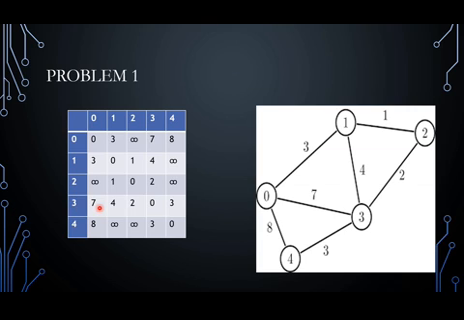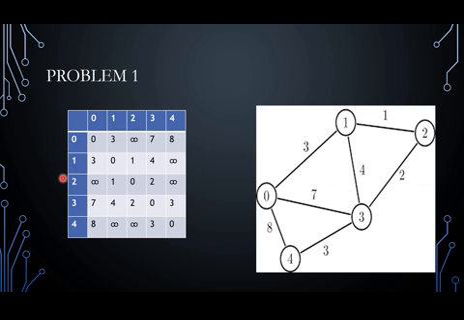Then 3 to 0, 7. 3 to 1, 4. 3 to 2, 2. 3 to 3, self loop 0. 3 to 4, 3. Now coming from 4, 4 to 0, 8. 4 to 1, no direct path, infinity. 4 to 2, no direct path, infinity. 4 to 3, 3. 4 to 4, self loop 0. So you've understood the matrix.